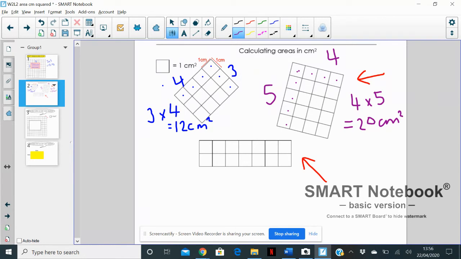Well done if you got that one. If we look at this next one, I'm going to count along the length, and I've got 1, 2, 3, 4, 5, 6, 7. And along its width, I've got 2. So I'm going to do 2 times 7, which is equal to 14. So this rectangle has an area of 14 centimetres squared.